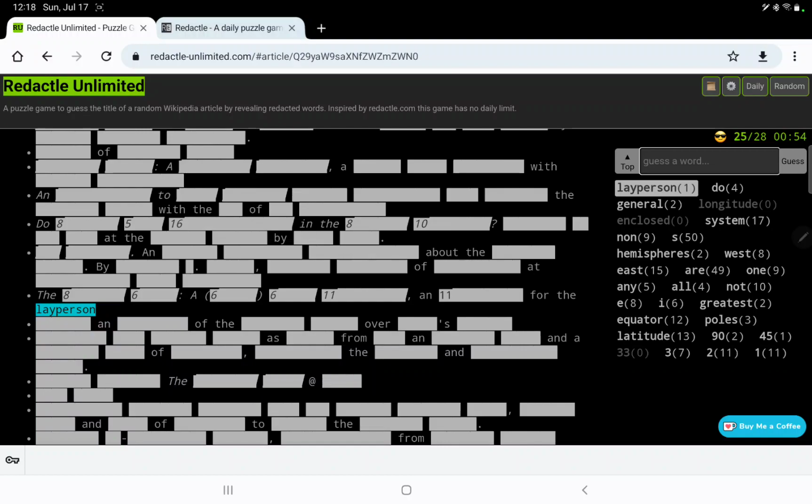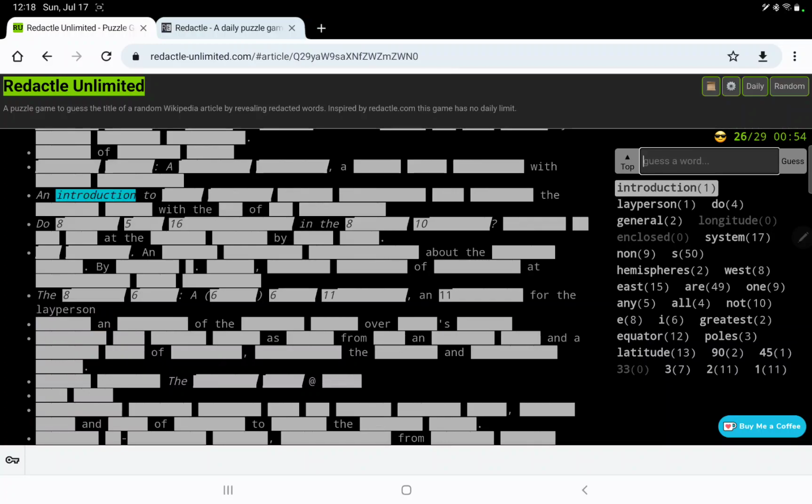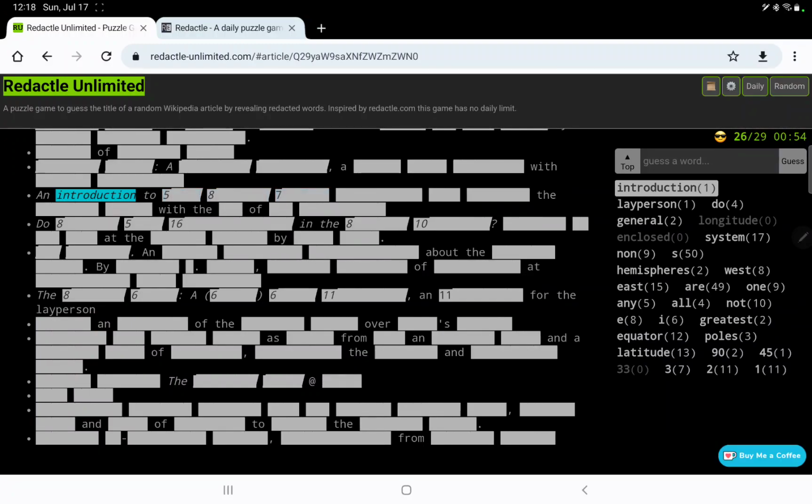An introduction. Yeah, that's definitely 12. Anyway, there is one. Okay, there's an introduction to something, space, two spaces, in time, space, and something. The 10 of the 8.